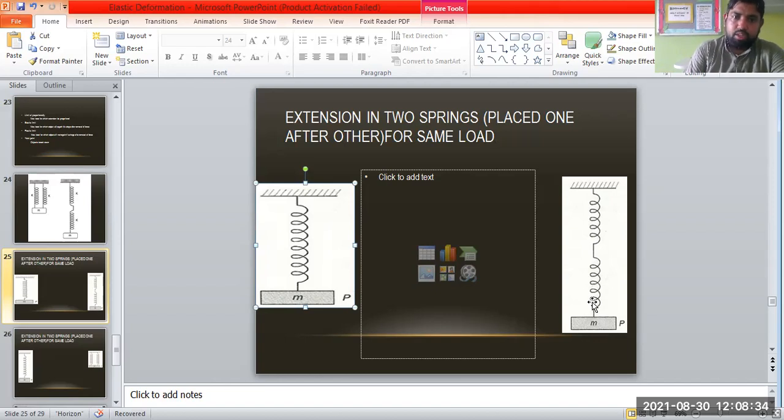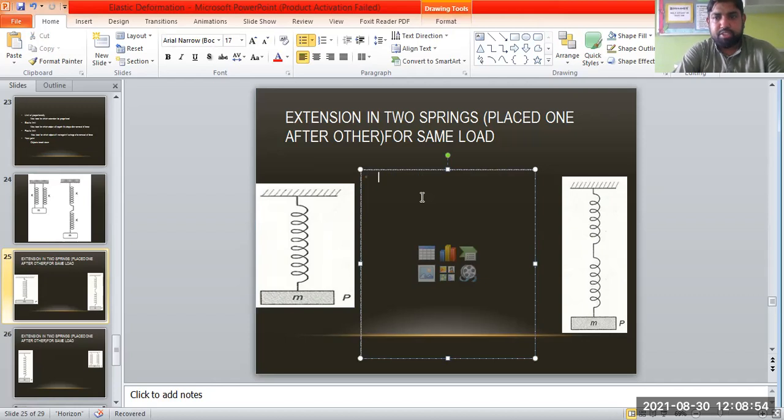And to be exact, if the cross-sectional area is the same and the length has been doubled, then the extension will be doubled. If this spring is showing 10 centimeters of expansion, then this spring will be showing an extension of 20 centimeters.